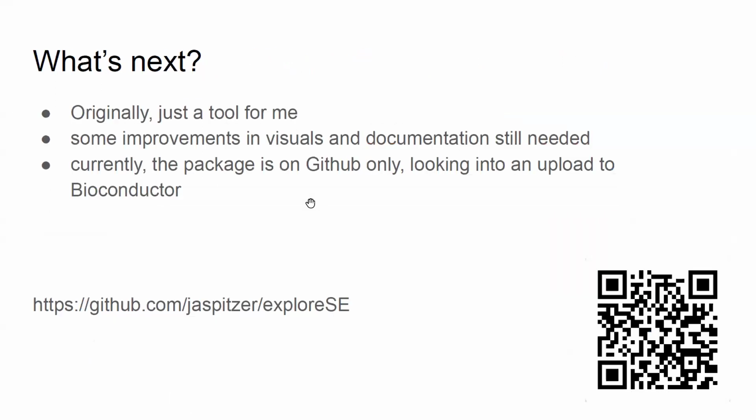And yeah, that's it. It was originally just a tool for me, but I figured some people might get some use out of it. And it still needs some improvements, especially visually. Currently, it's not on Bioconductor. I don't know if it's in scope, but it's on GitHub, and you're very welcome to use it. If you have any questions, come up to me and ask. That's it.